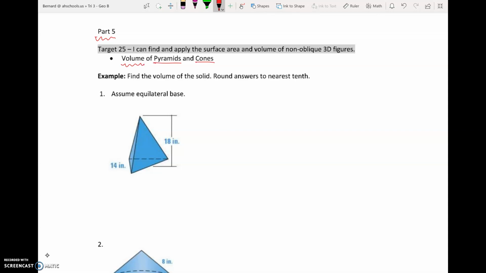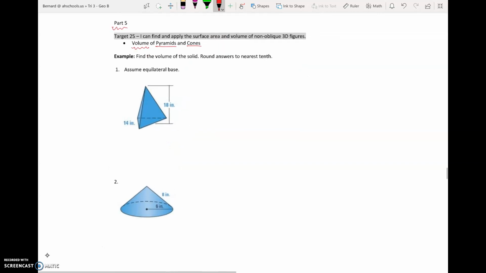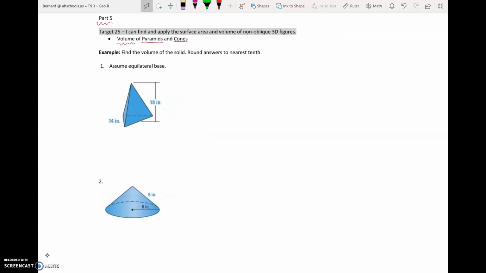Now, remember, the difference between pyramids and cones compared to prisms and cylinders is that prisms and cylinders have two bases and rectangular walls that join the two bases. For pyramids and cones, as you can see in the pictures down here, they have one base and then a point or a tip of the pyramid or cone that is opposite of that base, right?